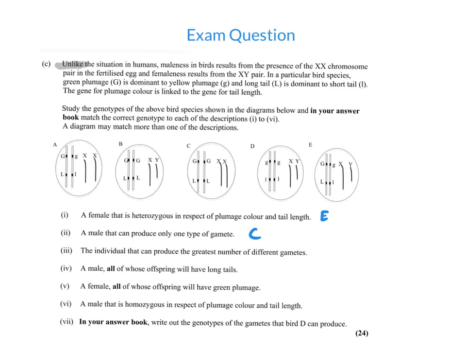The individual that can produce the greatest number of different gametes, so if we're looking for this, we're looking for anyone that has all different, okay? Capital G, small g, capital L, small l, X's and Y's. And we can see straight away over there, that's going to be E.